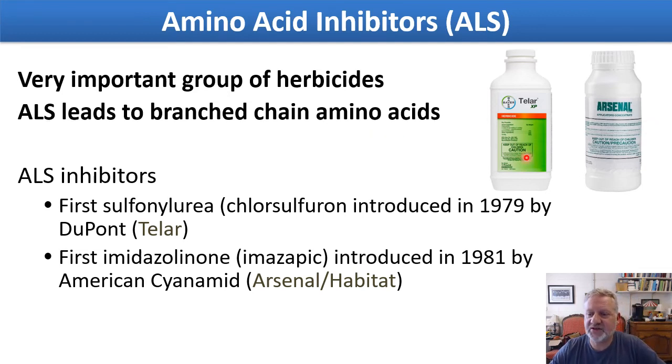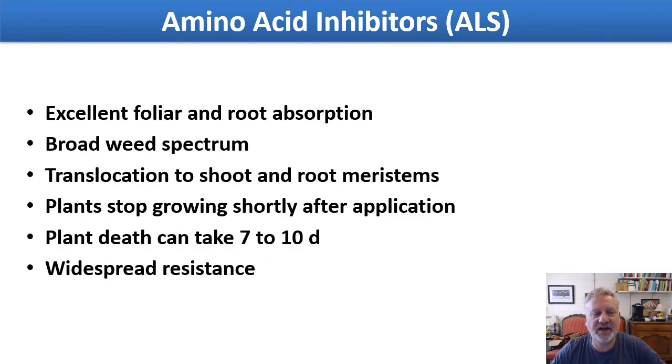A couple of herbicides are mentioned here. ALS inhibitors are foliar applied, but they can also be root absorbed. They have broad spectrum activity, so they control a lot of different species, not as broad as glyphosate, but quite a bit. They translocate to the shoot and root meristem. And same as fatty acid biosynthesis inhibitors, the plants stop growing. There's not much symptoms at first, but after 7 to 10 days, the plant will die. However, this class of herbicide is extremely sensitive to herbicide resistance.